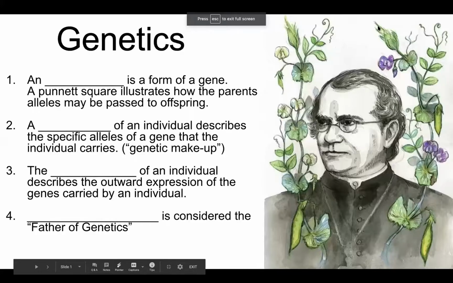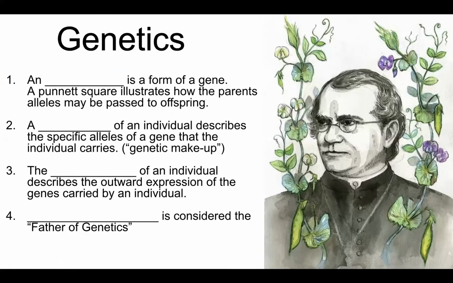So we're just going to go over a couple of quick vocabulary words to help you better understand genetics and exactly what a Punnett square is. So let's look at question number 1. A blank is a form of a gene. Now this will come in handy when we start talking about our Punnett squares. So a form of a gene is called an allele. For number 2, a blank of an individual describes the specific alleles of a gene that the individual carries. So this is the scientific word for essentially the genetic makeup of an individual.